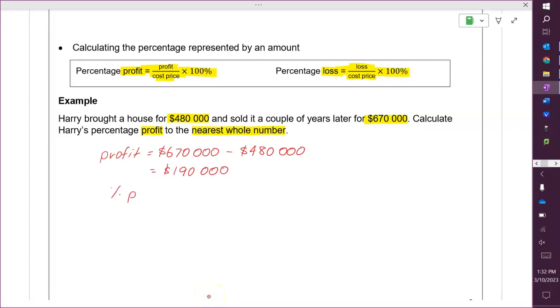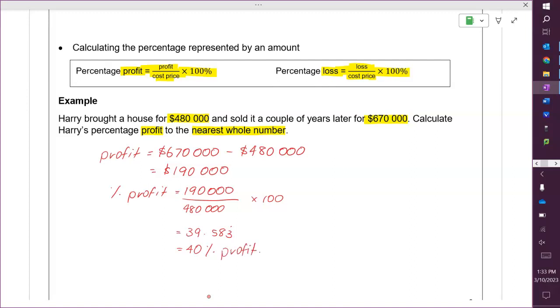So our percentage profit is what the profit was, so $190,000 over the cost price. So what he paid for it, $480,000, and then we times it by 100. That's going to give us 39.583 repeating, which we want to the nearest whole number. So that 5 rounds my 9 up, which in turn then rounds my 3 up to a 4. So that is a 40% profit.